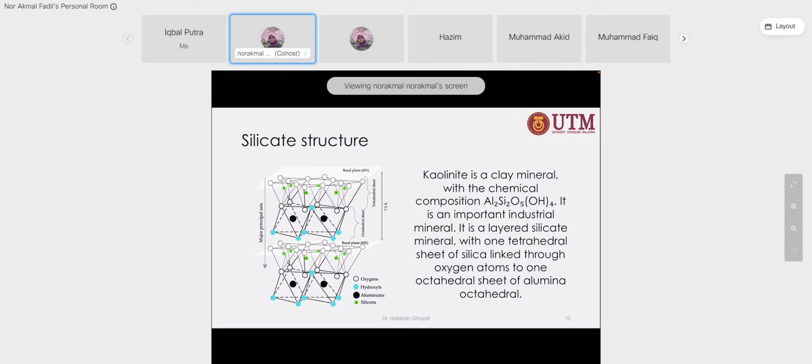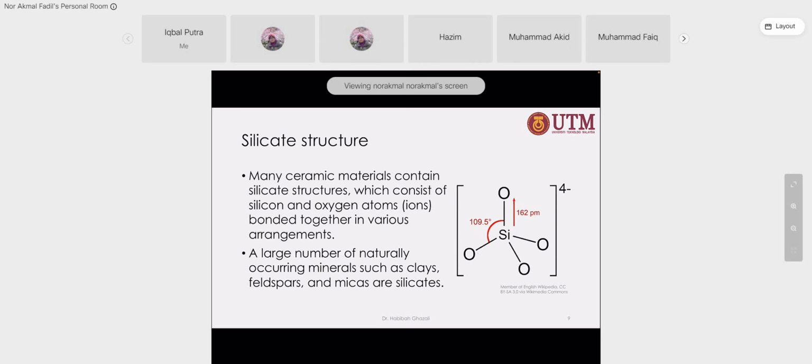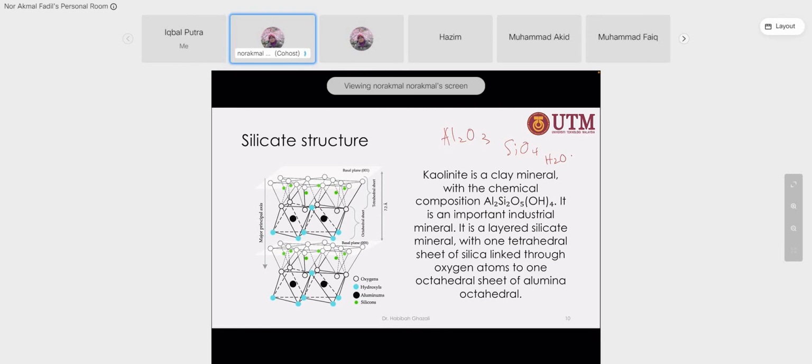The crystal structure is, for example, like kaolinite. Okay, kaolinite consists of alumina. Alumina is Al2O3. A silicate is SiO4, and the H2O. Okay, let me see, SiO2. This is, let's say, 2 O, SiO2, silica.